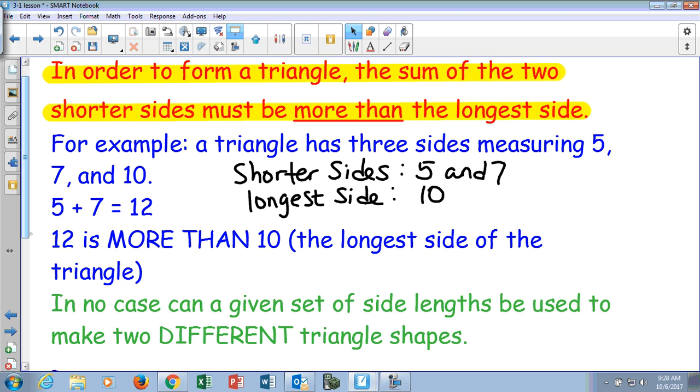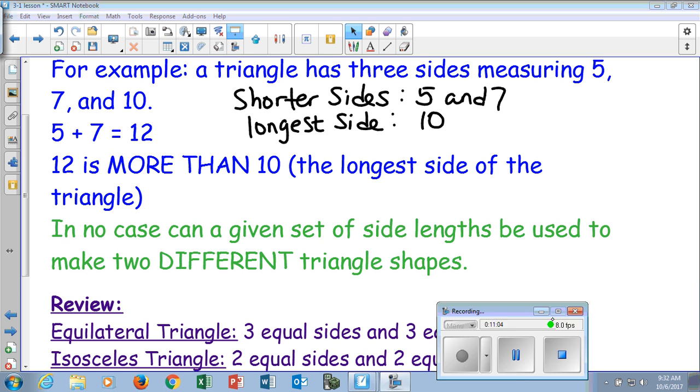In no case can a given set of side lengths be used to make two different triangle shapes. You can only make the one shape. Okay? You can only make the one shape. Again, we discovered all that yesterday, right? All right, so while you guys are writing that down, I'm going to pause this just so we don't have a lot of dead space.